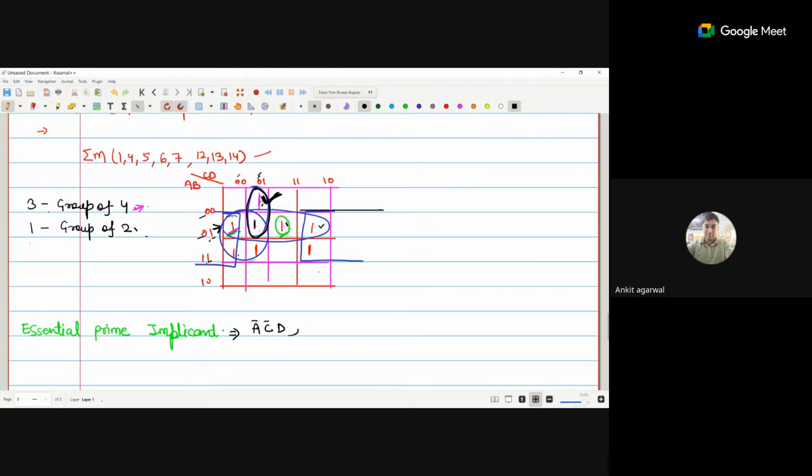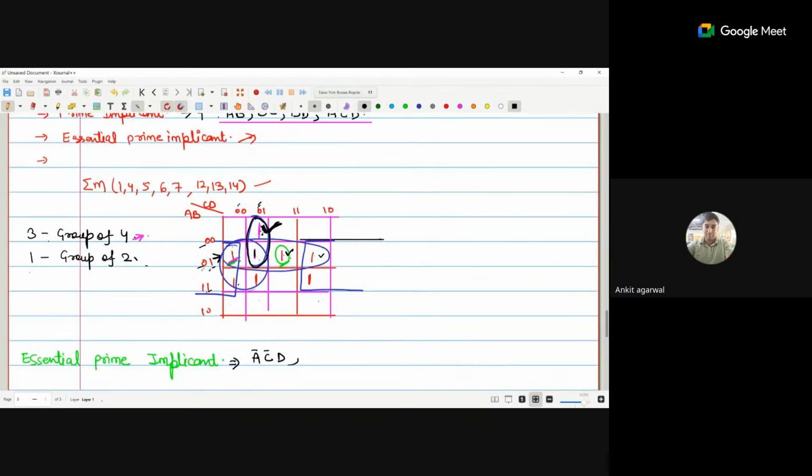Now here you can see this one will be included in one group only. Okay, sir. This particular term will be grouped in one group only. So that term is the essential prime implicant. Where this term is available, in the group of four, this row group A bar B, that is the essential prime implicant.